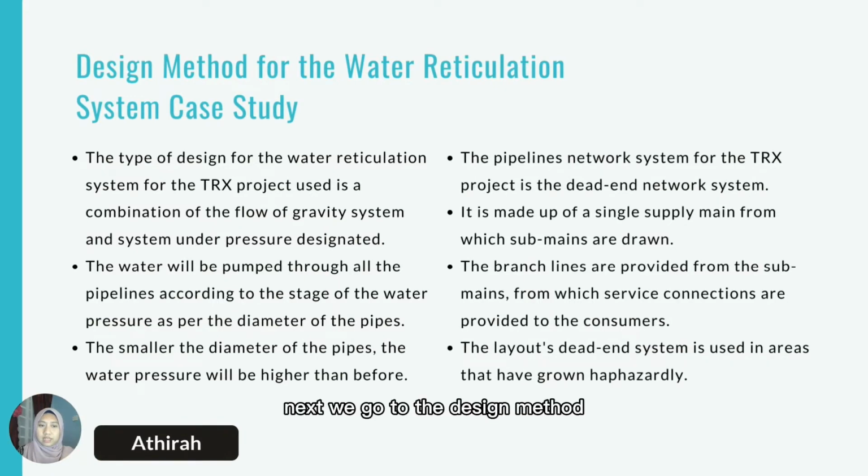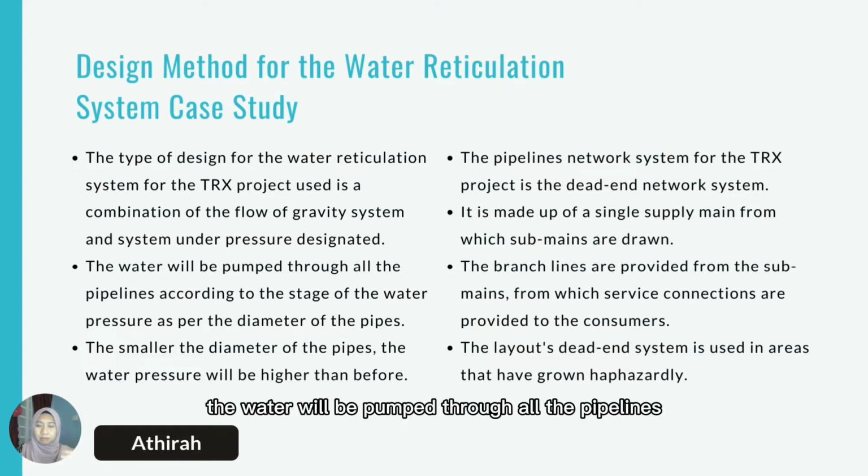Next, we go to the design method for the water reticulation in our case study. Due to the flat layout of the plan, the type of design for the water reticulation system for the TRX project is a combination of gravity flow system and a system under pressure design. The treated water is pumped at a set rate to be stored in water storage at a high level. The system works when the storage tank is made through the force of gravity.